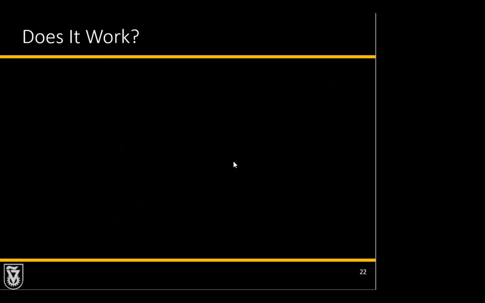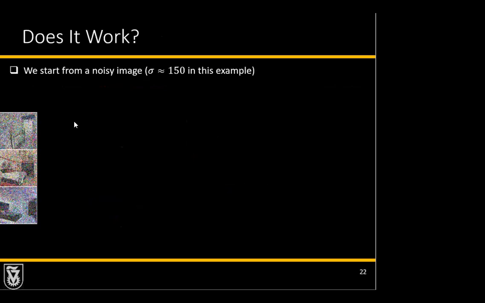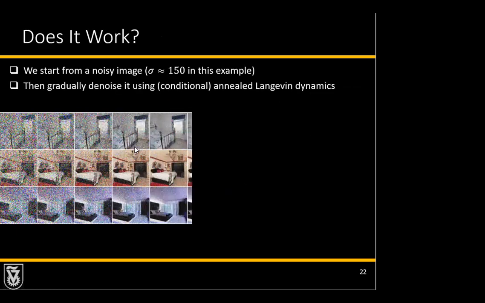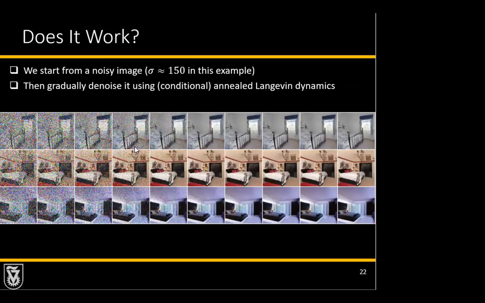So, okay, does this work? Let's see. Here we start from a noisy image. In this example, the sigma is 150, where the pixel values are from 0 to 255. And here we see the intermediate steps of our algorithm. We gradually obtain less and less noisy images until we get an image with negligible noise. As you can see, we have denoised it very well.